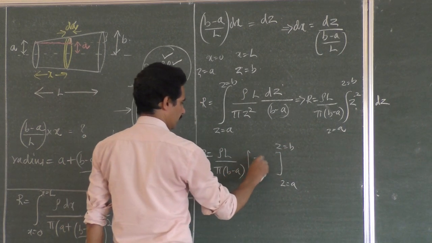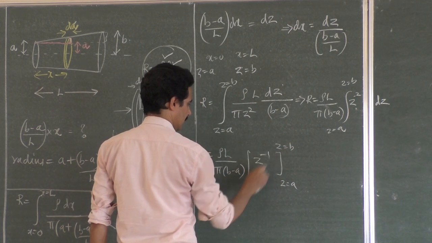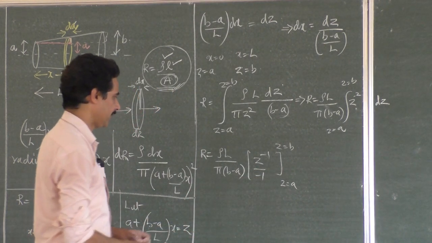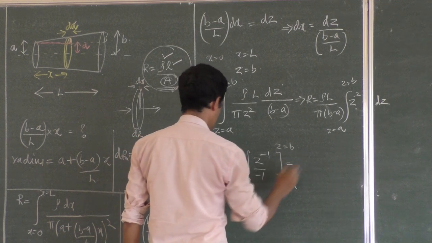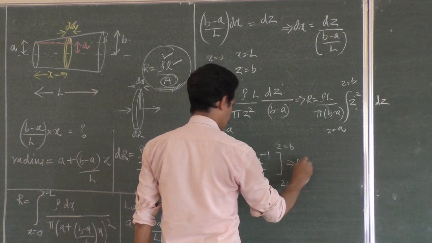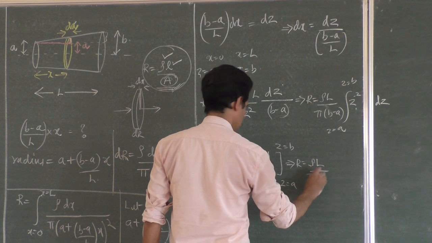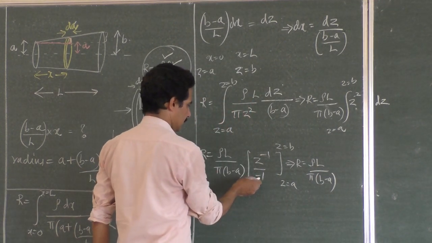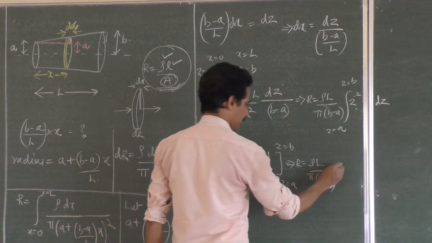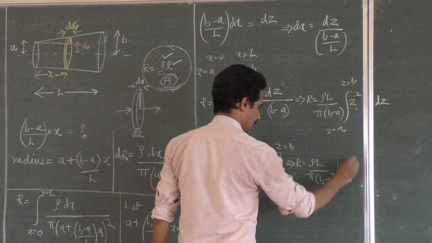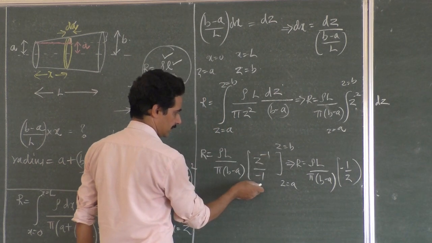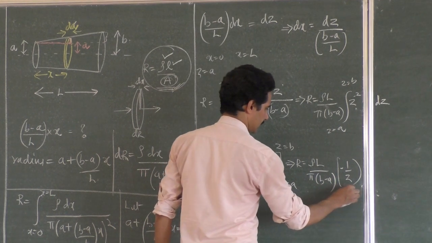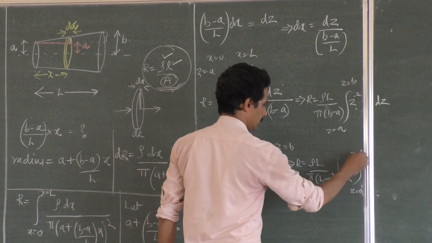This is z to the power minus 2 plus 1, divided by minus 2 plus 1. So that implies R is equal to rho L by pi into b minus a, times the integral of minus 1 by z. Z to the power minus 1 can be taken to the numerator, it becomes z to the power plus 1, and the minus remains as it is, with limits z equal to a to z equal to b.